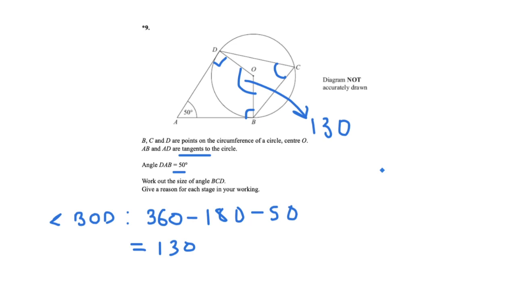130. So what I would write as well, because it says give a reason for each stage of your working, I would write that angle ABO and angle ADO are 90 degrees because the angle between tangent and radius is 90 degrees. So write that as well. I'm not going to write it because that'll take time, but write that to the side. And then we found that this angle is 130, and you could also write next to it because angles in a quadrilateral add up to 360. Okay, so we've found this angle here.